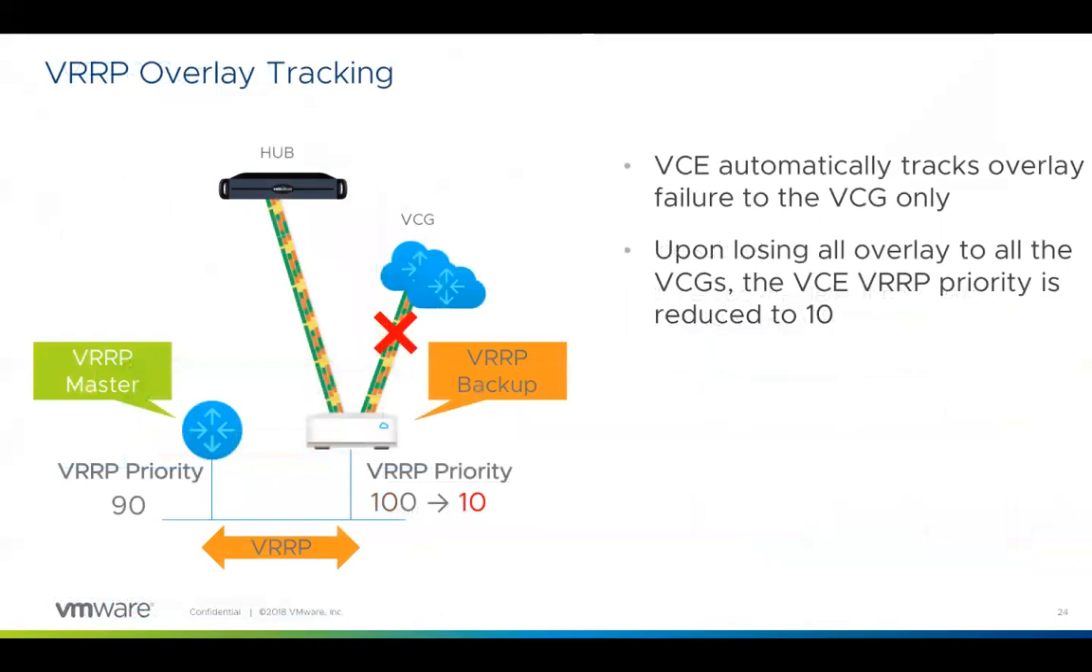So what would happen when it goes down? It either goes down, or it loses connectivity to the VCGs, right? If it loses the control plane to the VeloCloud gateways, it would reduce its VRP priority from whatever value you set to 10, so that the CE router would become the VRP master when it loses connectivity towards the controller.